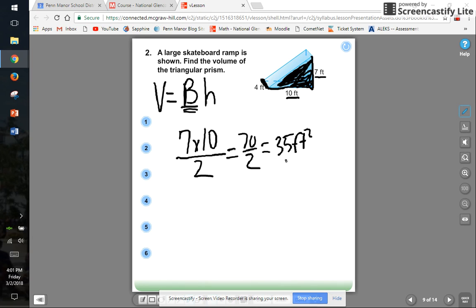So we have 35 times 4. Let's do it the old-fashioned way, shall we? What's 5 times 4? 20 is correct. Carry the 2. 4 times 3, that's 12, plus 2, 140. All right, 140 feet cubed. Thanks for catching that. And ladies and gentlemen, that's how you find the volume of a triangular prism.